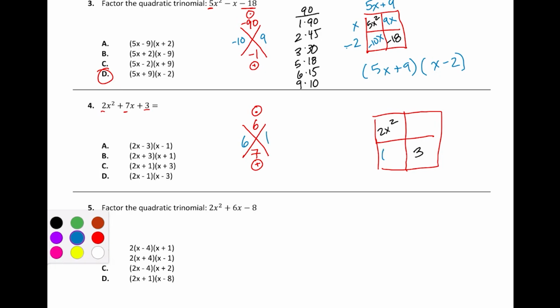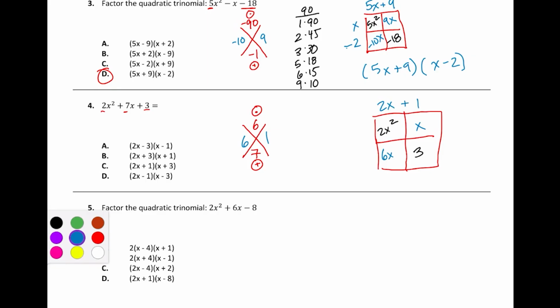So we've got 6x and 1x, and now let's find our GCFs. The GCF of the first column would be 2x. Notice there's not really a common factor between x and 3, but if that happens, everything has a common factor of 1, so our GCF here is just 1.